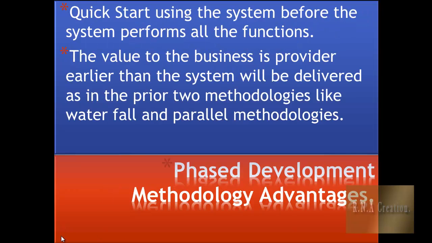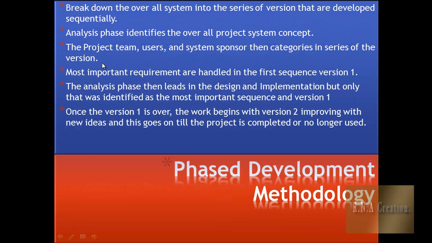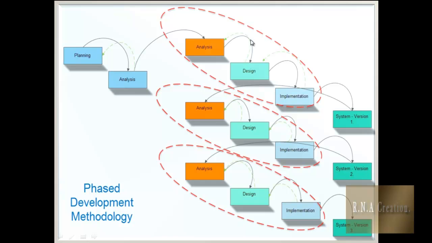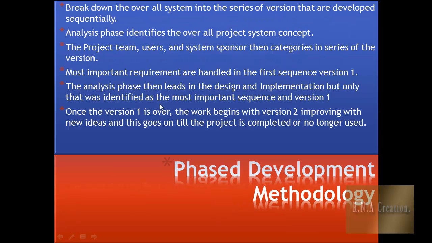And let's move back to the process. The most important requirements are handled in the first sequence version. Now what's happening is that the most important requirements would be handled in analysis, that's version 1, and before moving to version 2, this is the version 1 that's finished. The analysis phase then leads to design and implementation, but only for what was identified as the most important in version 1. Once version 1 is over, the work begins with version 2, improving with the new ideas. This goes on till the project is complete and no longer used.